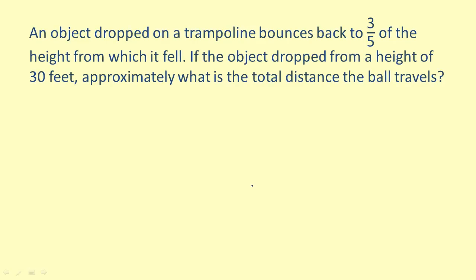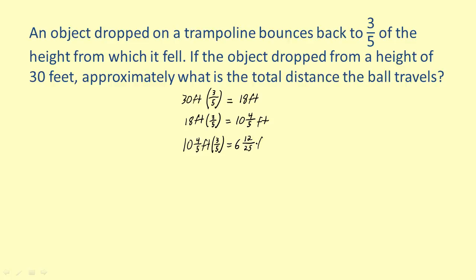In this problem, we want to find out the total distance the object traveled. Let's start by calculating the height of each successive bounce. Starting with a height of 30 feet, the object would then bounce back to 3/5 of 30 feet, which is 18 feet. This value would continually decrease by 3/5 with each bounce. To find the total distance the object travels, we would add up all of these bounces.